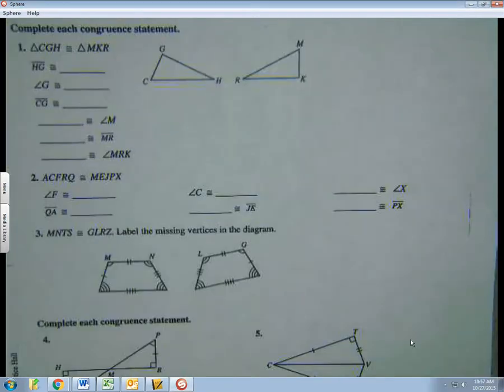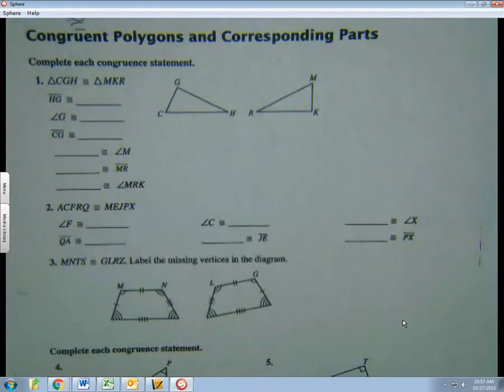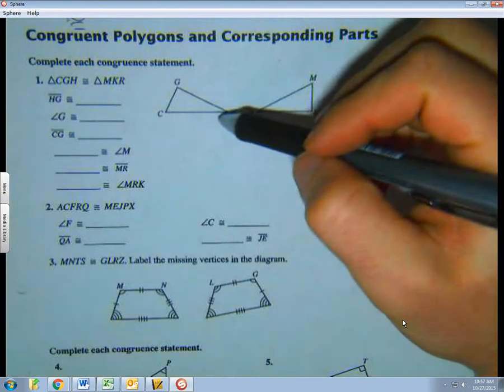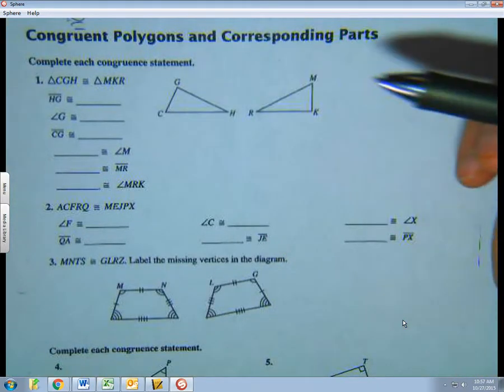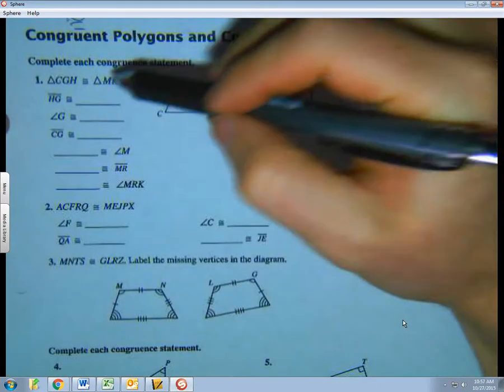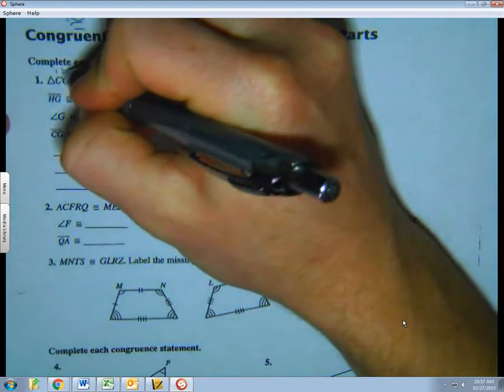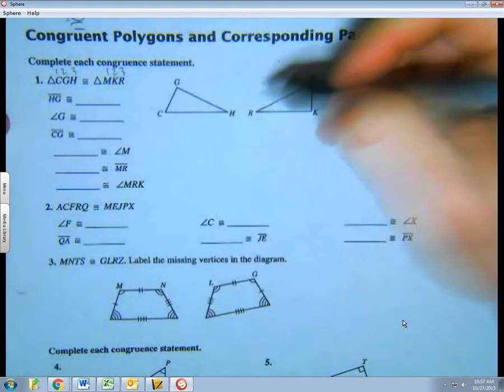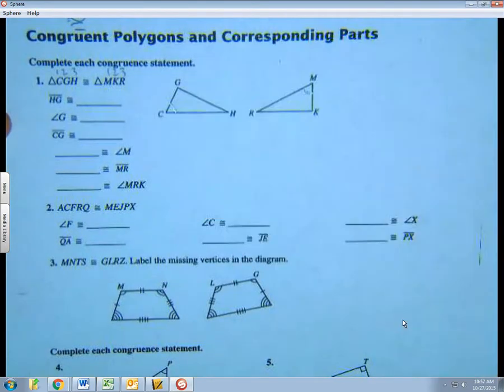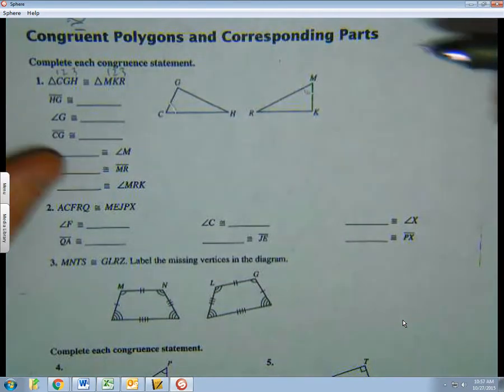Alright, so I just want to model some problem solving techniques that I use to do these. So do a quick model here. I guess kind of my general rule is if I have a picture, or it's easy, I'm just going to go ahead and draw a picture because I like to see things. So CGH is the same as MKR. So 1, 2, 3, 1, 2, 3. So C is the same as M. So I'm just going to do that. C is the same as M. But they're in a different spot. Well, it must be rotated. No big deal.